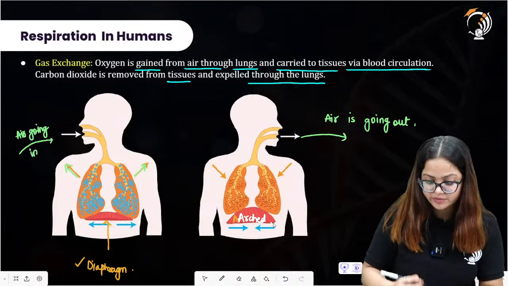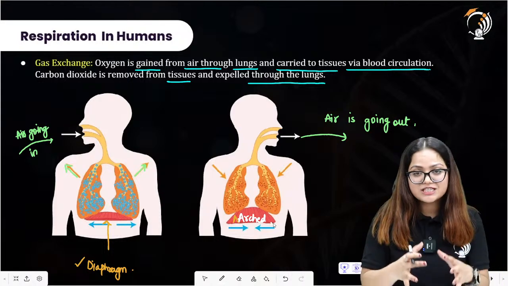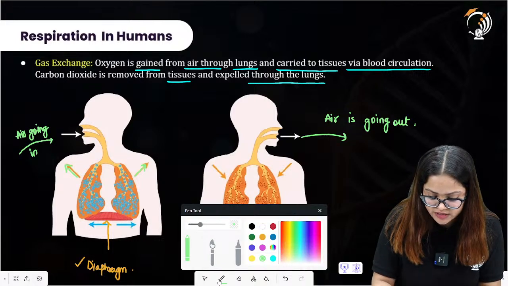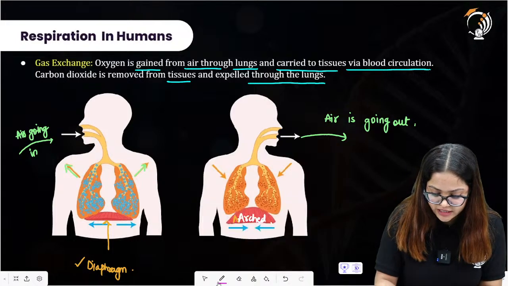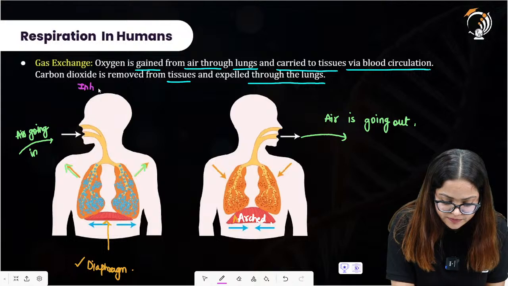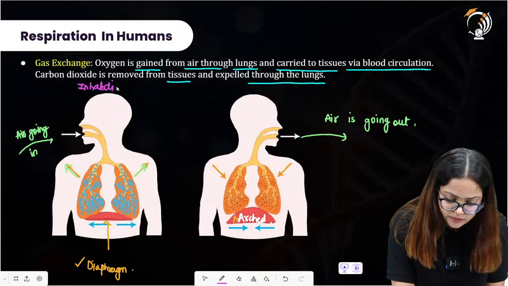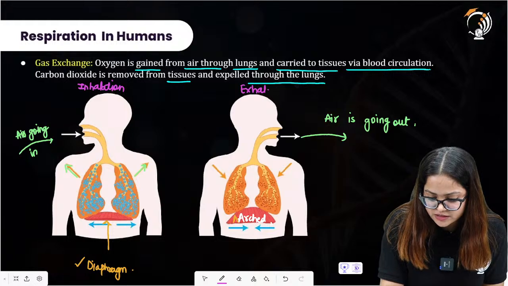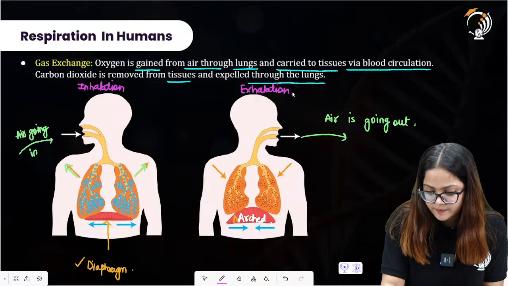This is about the diaphragm here, and the lungs are going to decrease in volume while we are exhaling. So these two images are representing, on the left hand side, inhalation, and on the right hand side, exhalation. All right.